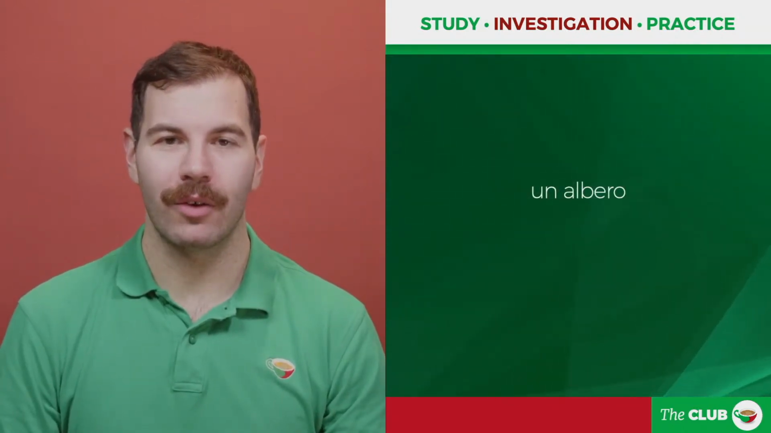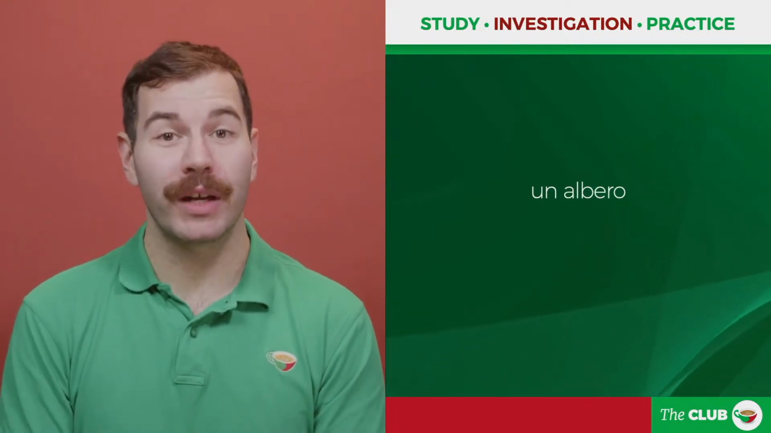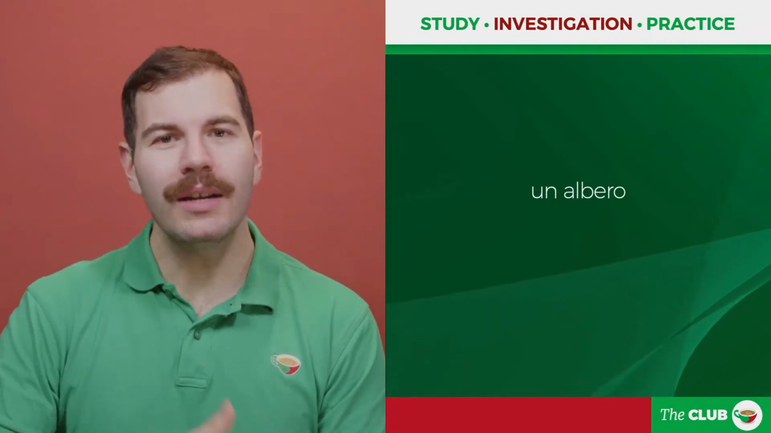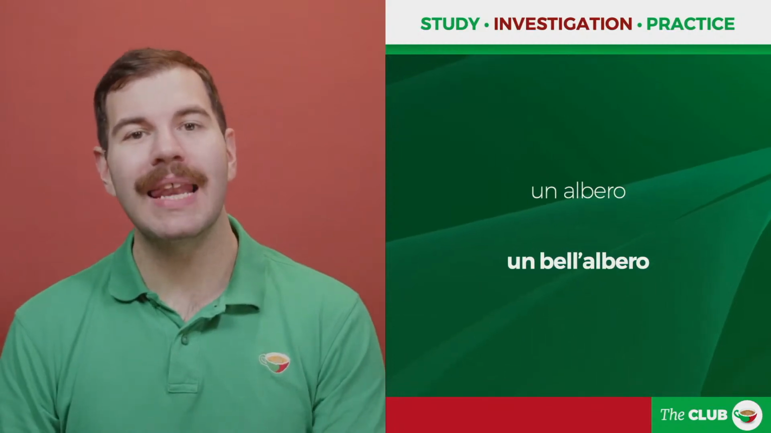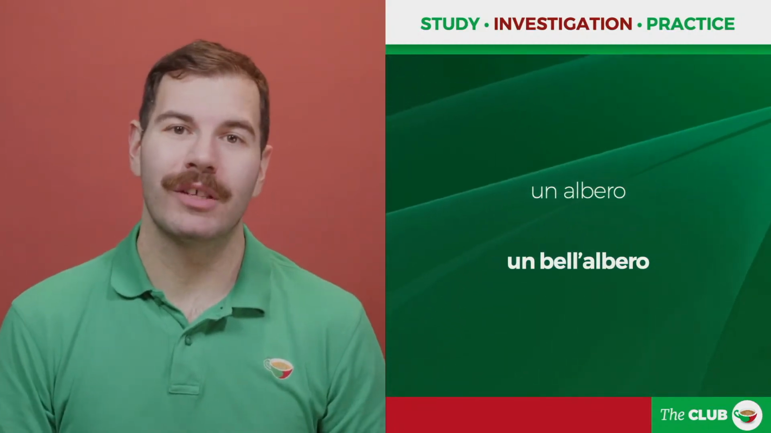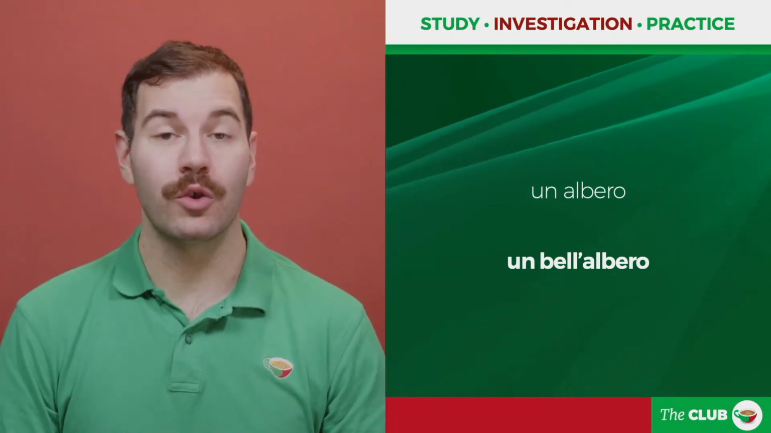Let's try un albero. Okay, a tree. So if you want to say a beautiful tree, we would say un bel, with an apostrophe, albero. Un bell'albero. That's because albero is a noun starting with a vowel, and we have to use bel.